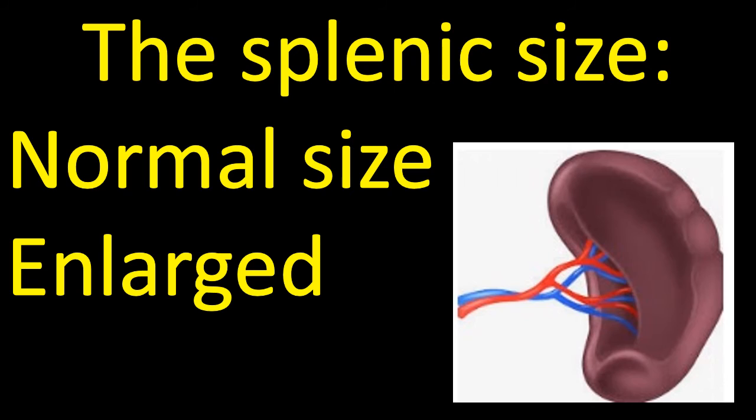When it is enlarged, it enlarges more up to the ninth rib and more down to the 11th rib in the mid-axillary plane, and when it enlarges more and more, duplicated, triple size or more, it appears in the left hypochondrium and enlarges more towards the right iliac fossa.